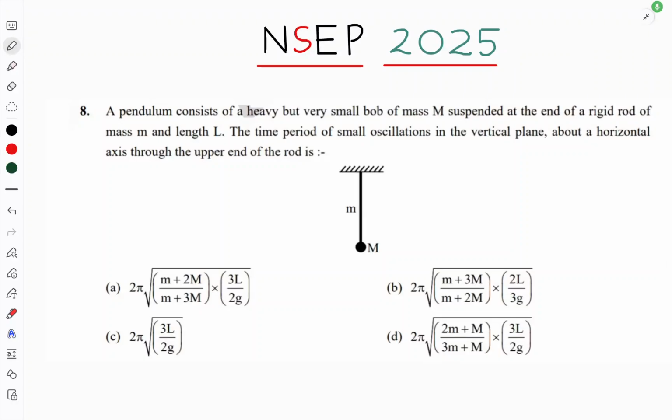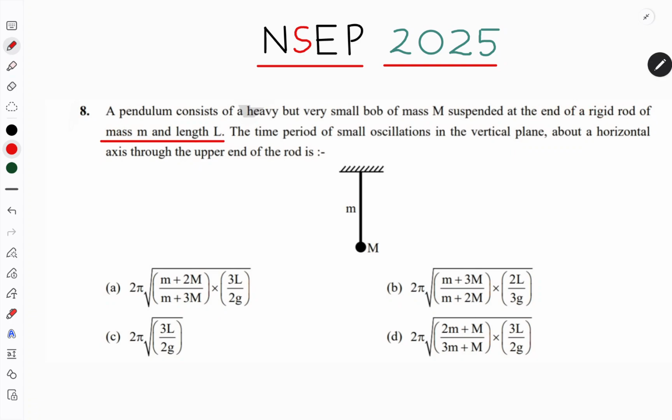So we are dealing with the 8th problem in the NSEP 2025 series, and it is one of a very wonderful problem which came this year. It is based on the idea of simple harmonic motion, and the problem is stating a pendulum consists of a heavy but very small bob of mass capital M suspended at the end of a rigid rod of mass m and length L.